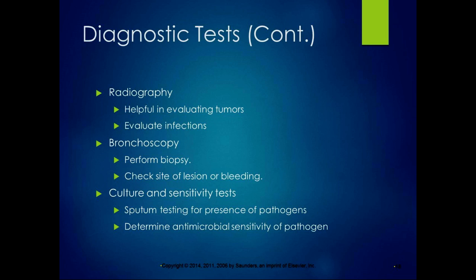Radiography helps evaluate tumors and infections, so x-rays of your lungs basically, chest x-ray. Bronchoscopy, they put a scope down into your bronchi and they can perform biopsies or check the site of a lesion or bleeding. Culture and sensitivity test of the sputum for presence of pathogens and the sensitivity of the pathogen.